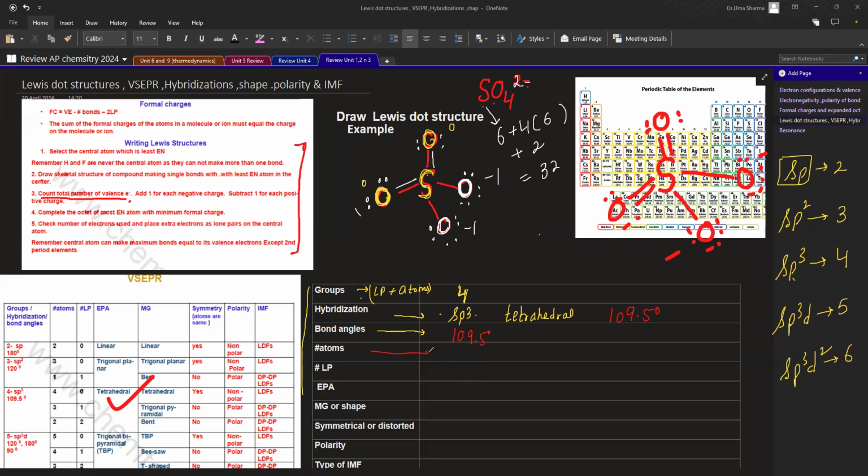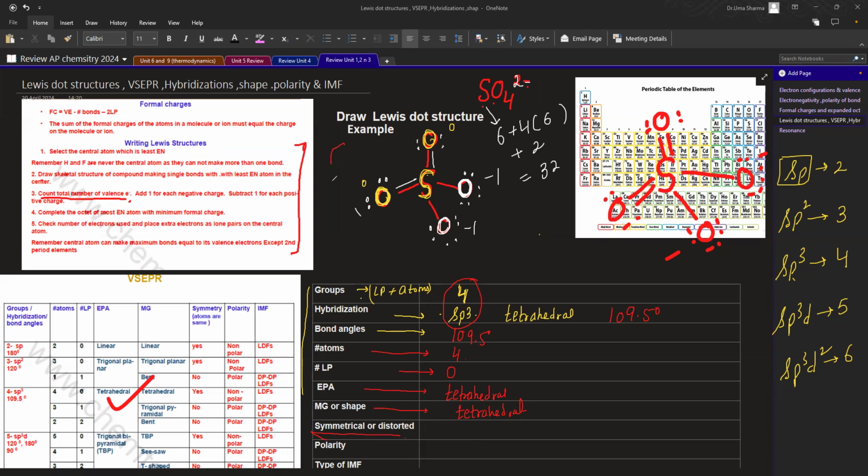How many atoms are there around sulfur? Atoms, not the lone pairs. How many atoms? 4. How many lone pairs? 0. So what is the electron pair arrangement? For the 4, for the sp3, the electron pair arrangement is tetrahedral. But what is the molecular arrangement? Same tetrahedral, because there is no lone pair on the central atom.